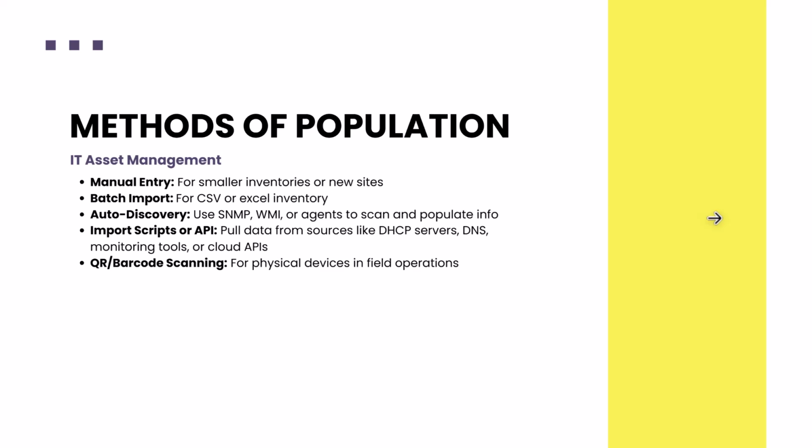This will be part of the manual entry, right? So you use a QR code or barcode scanner to scan the devices, and once you scan them, it populates onto a sheet the information about that device, which would be what we've already listed in the previous slide. So let's move on to the next one.